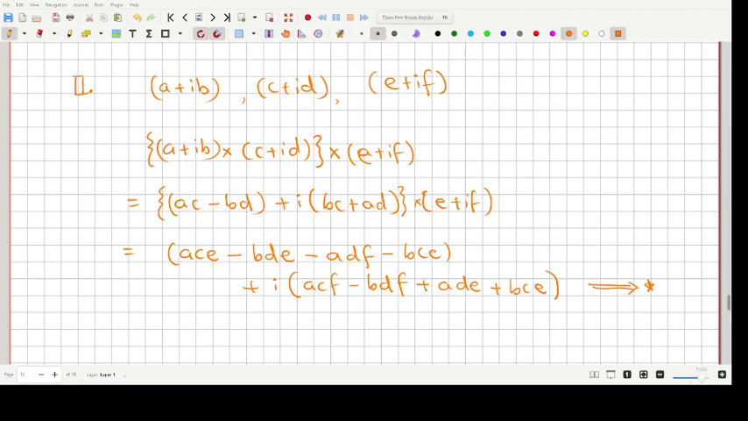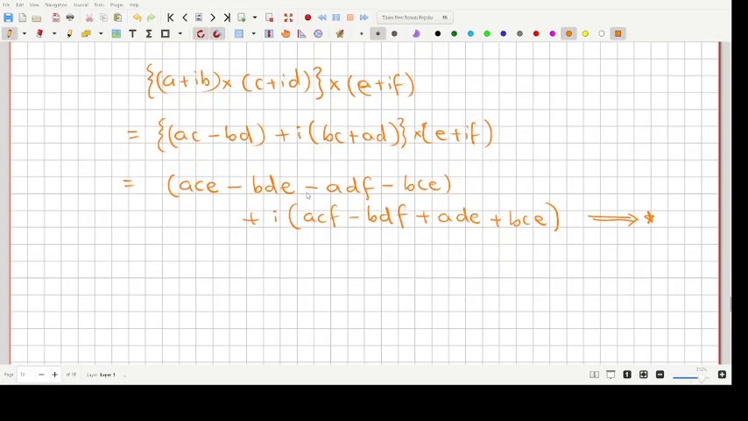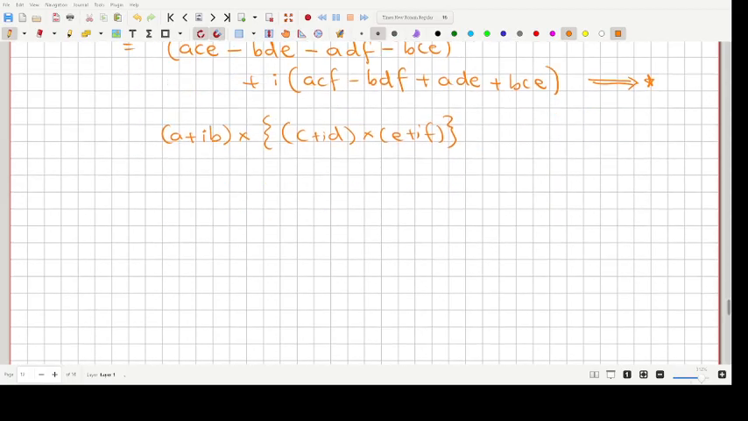Let's represent that by a star, and let's see what happens if we just reverse the order of the operation, not the elements. Mind it, right? So a plus ib multiplied by, inside the bracket, c plus id multiplied by e plus if. So this is a general proof. This holds true for all complex numbers.